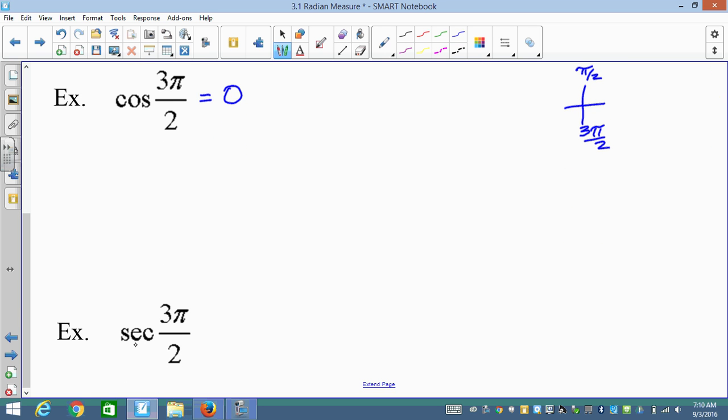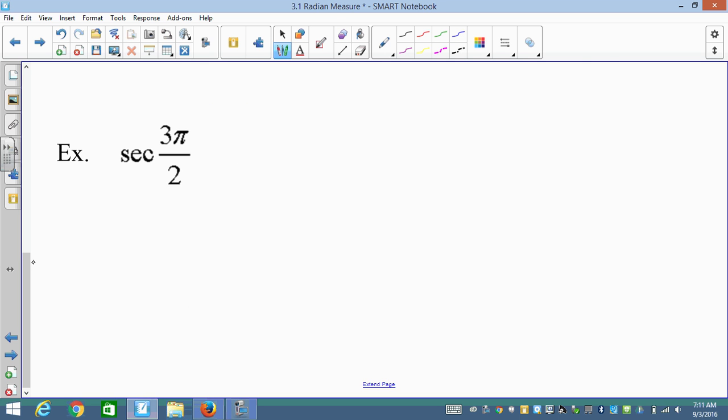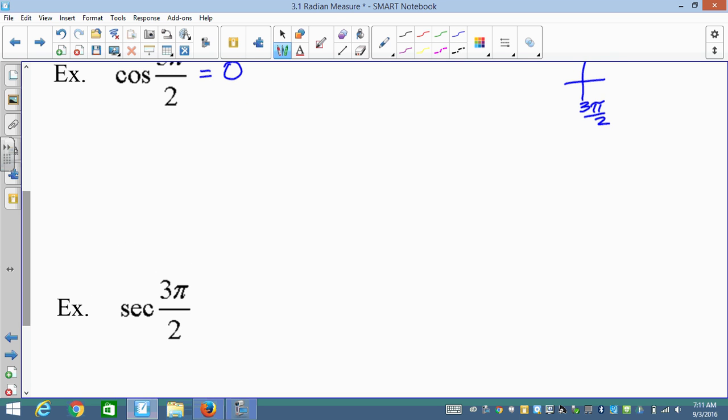Okay, but what about secant? So this is where I get to throw in there that secant is the reciprocal of cosine. And we already know cosine at 3 pi over 2 is 0, so secant must be undefined.